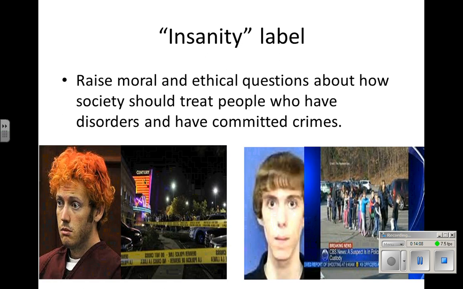The insanity label, a lot of people are going to bring this up, but insanity is actually a legal term. It is not a medical term. And this is something that we're seeing a lot more in our society today, politically and everything. It's on the rise, and it raises moral and ethical questions about how society should treat people who have disorders and have committed crimes.